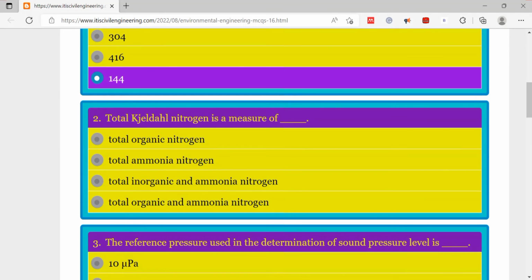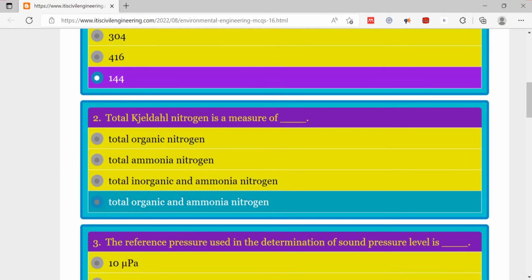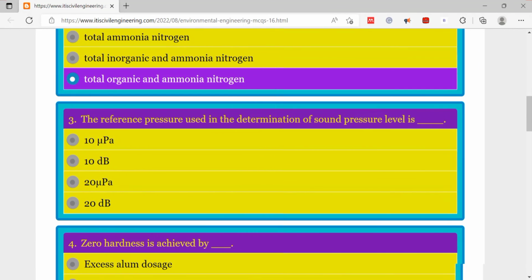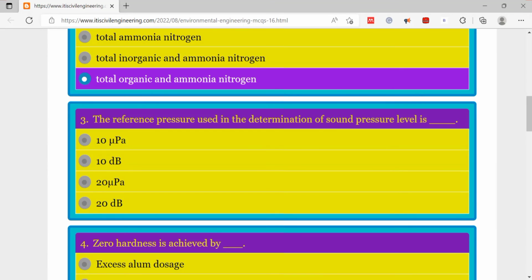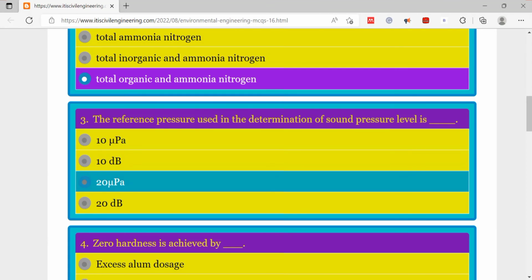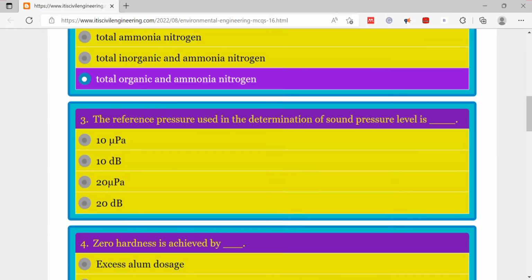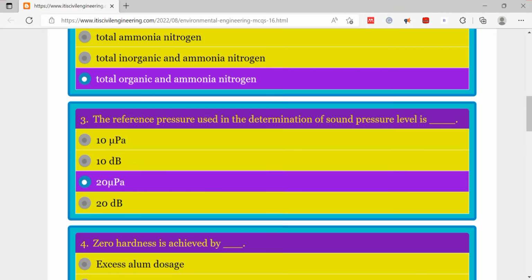Total Kjeldahl nitrogen is a measure of the total organic and ammonia nitrogen. The reference pressure used in the determination of the sound pressure level is dash. Here we are talking about pressure, so the unit will be Pascal. So 2 options will get eliminated, which is 10 decibel and 20 decibel. And the correct answer is 20 micropascal, that is the reference pressure used in the determination of the sound pressure level.